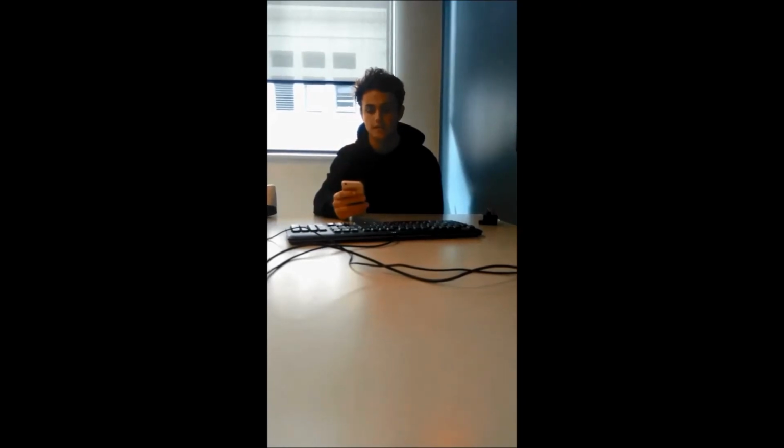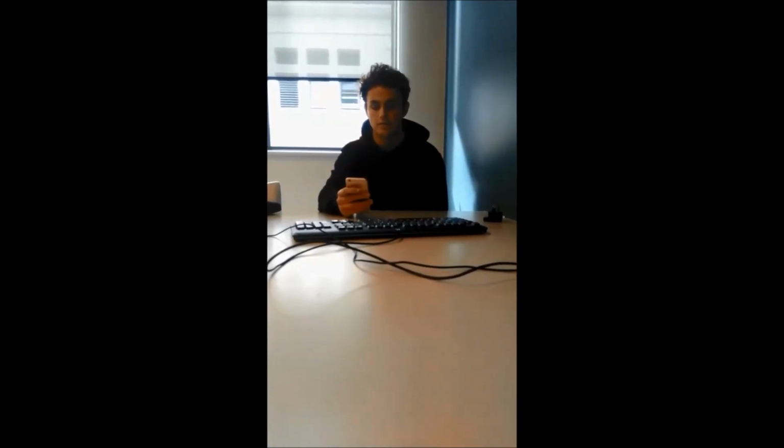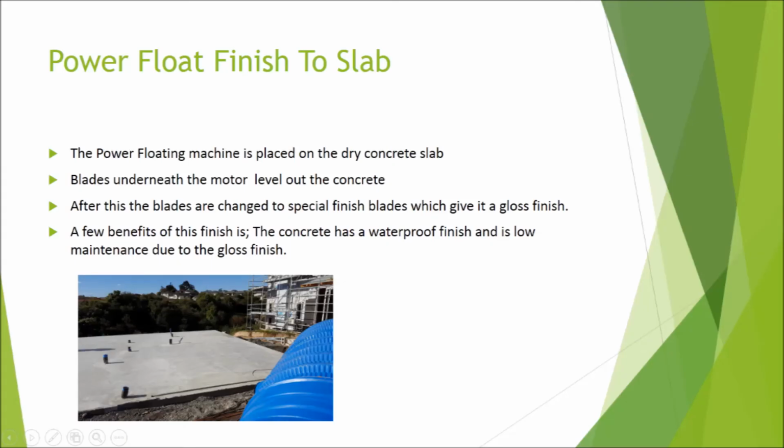Power float finished ground slab. Power floating finish is required for a concrete slab foundation for a number of reasons. The power floating machine is placed over the concrete, but the concrete needs to be dry enough that the contractor can work on the cement without creating an imprint. The machine has blades underneath the motor which firstly level up the concrete.